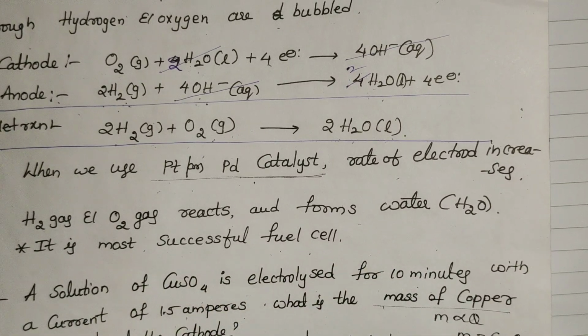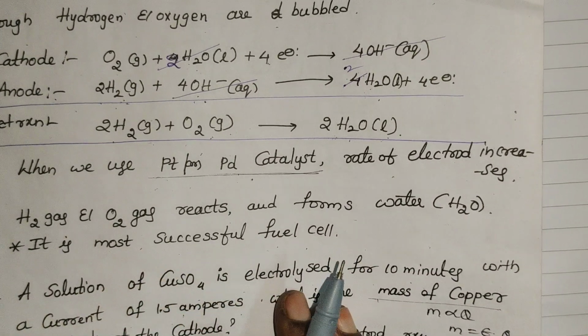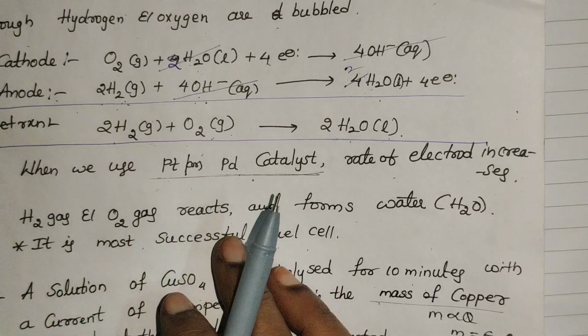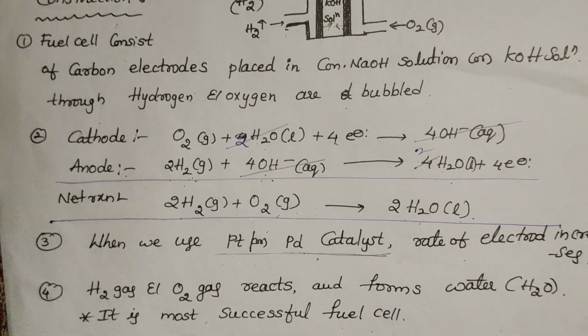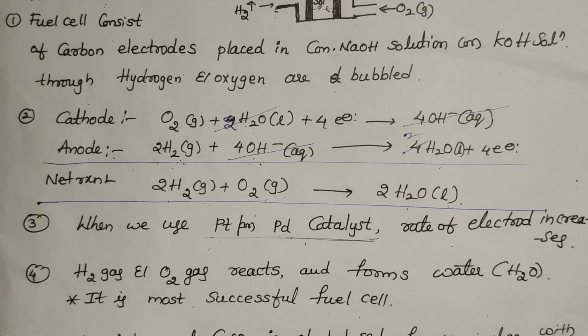That's it, I already explained, right? It is a more successful cell. This is a successful fuel cell. Why? Because the wastage percentage is very low. That is why this is a successful fuel cell.